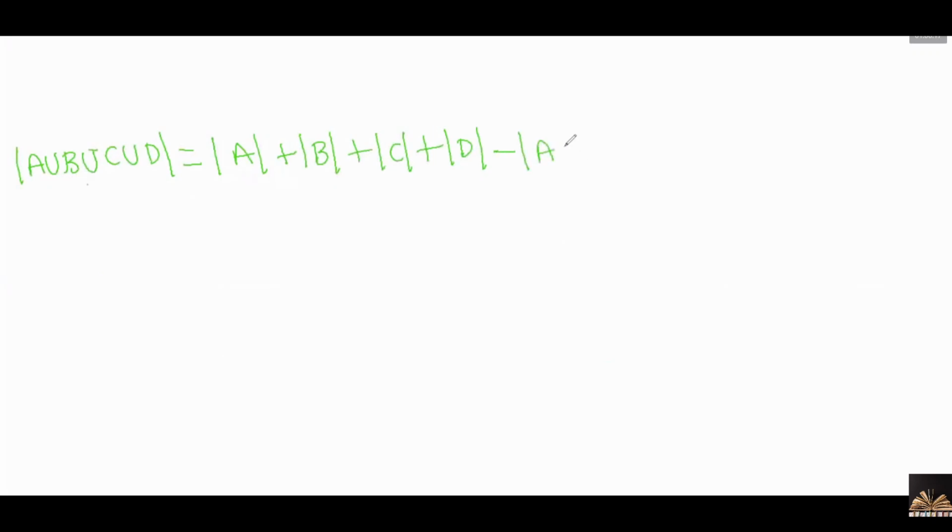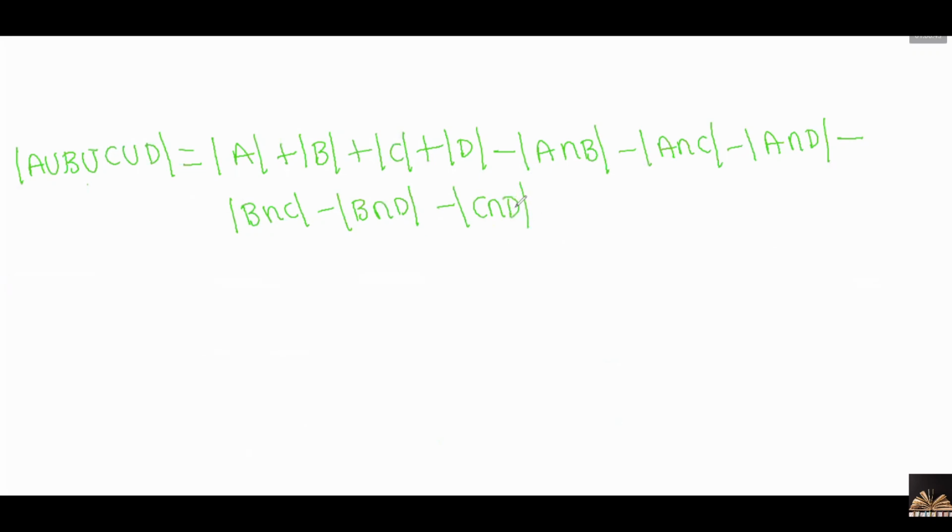So with A you will get AB, AC, AD. Next, with B you will get BC, BD. Next you will get CD. With C only one.